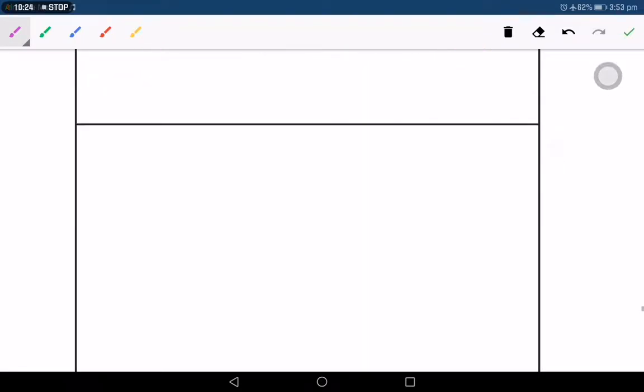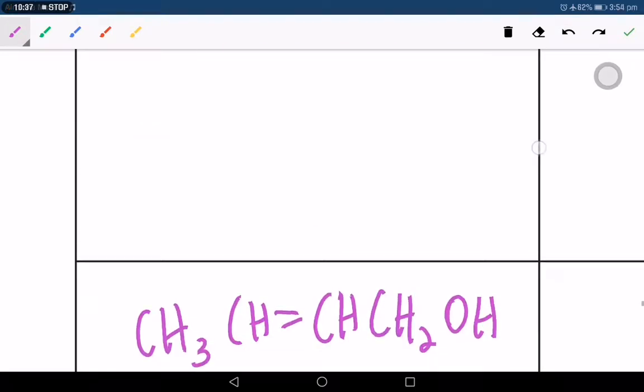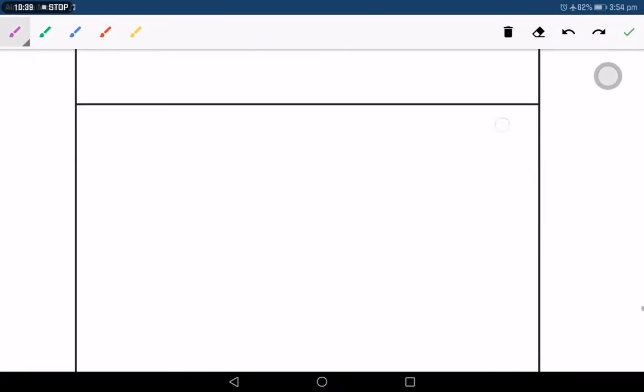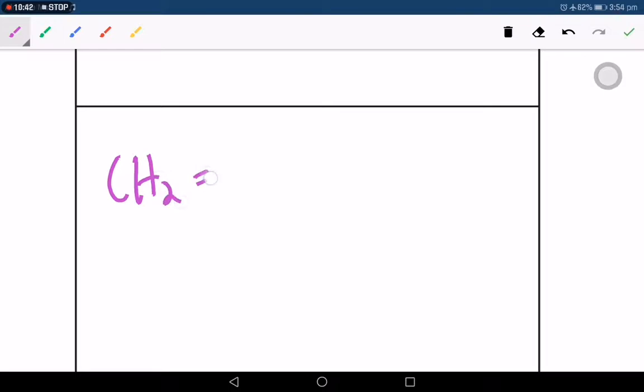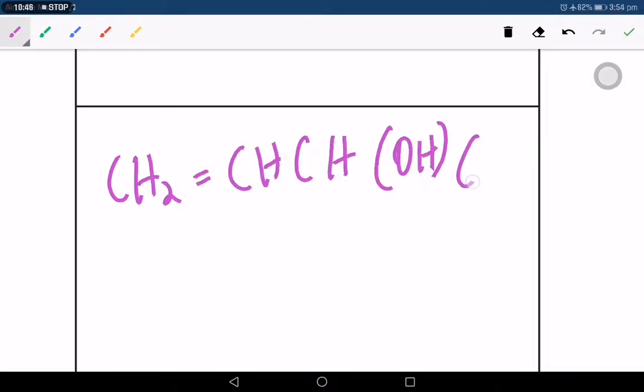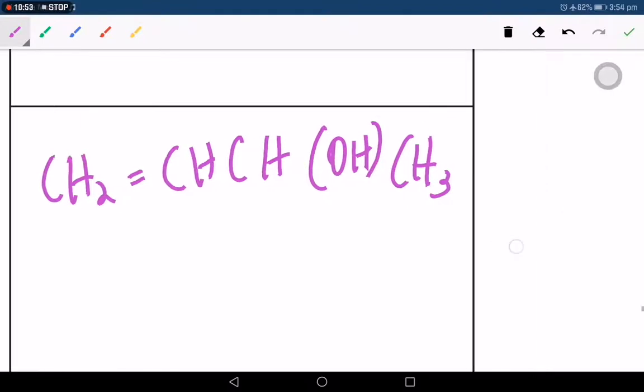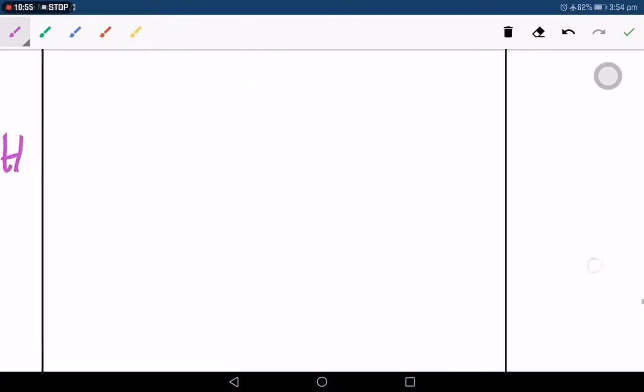Next time I'll move the double bond there, so I'll have CH3, CH2. Or alternatively, you can move the OH around. So you can have CH2, it's the same as the first one, except that we keep the OH there. I just want to show you that instead of moving the double bond, we can also move the OH. So you can move 2 things.